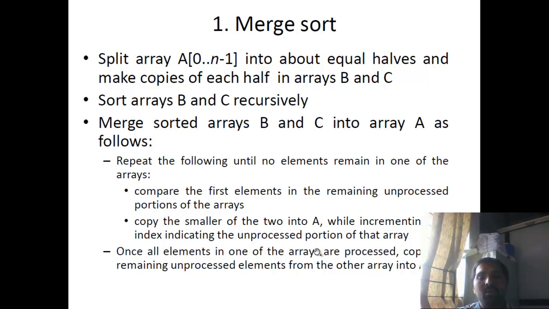Once all elements in one of the arrays are processed, copy the remaining unprocessed elements from the other array into A. So first we take the first element of the first subarray and the first element of the second subarray. Then we compare these two, and the smaller of the two we push into the main array A. In that way we complete one array, then go to the next.